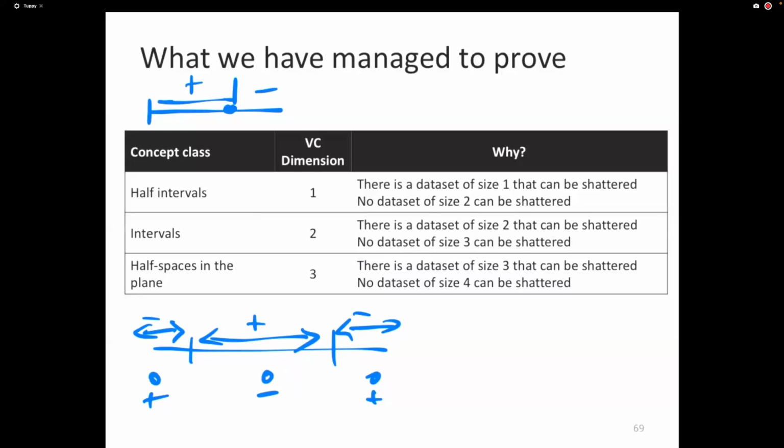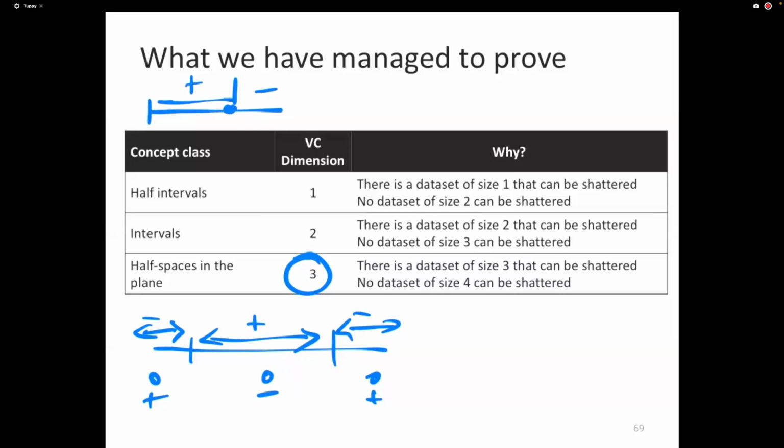Half spaces on a 2-dimensional plane, in other words, linear classifiers in 2D. There's at least one set of 3 points that can be shattered, and no set of 4 points can be shattered. So the VC dimension of half spaces on a plane is 3. I've been presenting all of these things to you as examples of shattering. In fact, what I've actually presented are VC dimension proofs, because the VC dimension is simply the size of the largest subset of points that can be shattered.